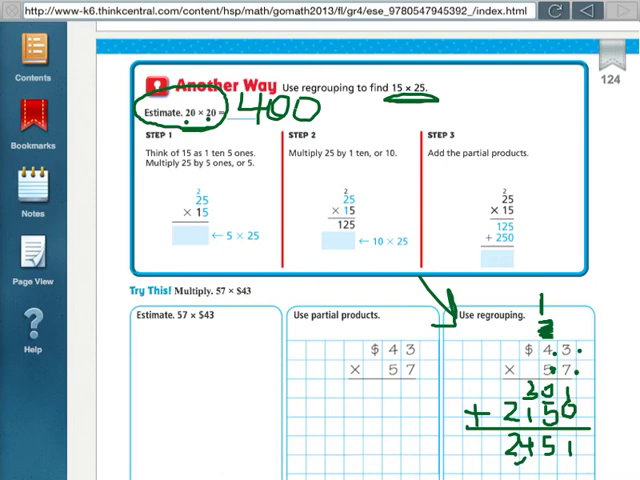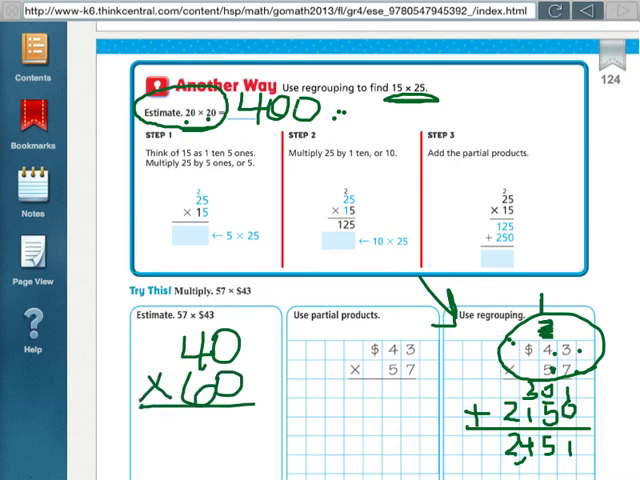And, oh, I just realized this is a different problem than the one up here, but it gives you the same idea. If we were going to round this one to get an estimate first, that would be 40 and 60. So I do my basic fact of 6 times 4, which is 24, and then add my two zeros, so 2,400, and it's close to this, so I know my answer is reasonable.